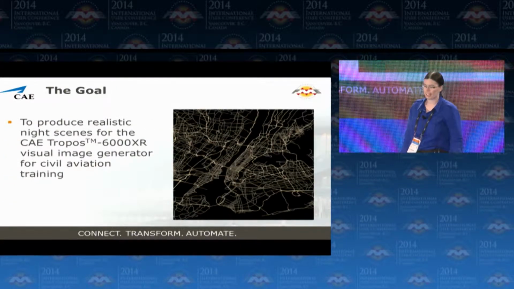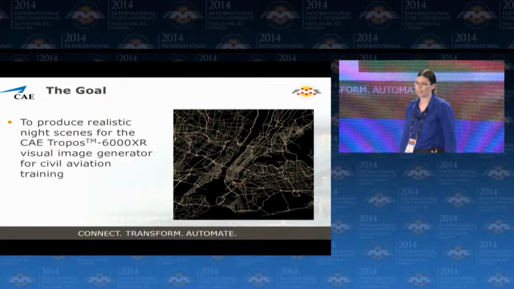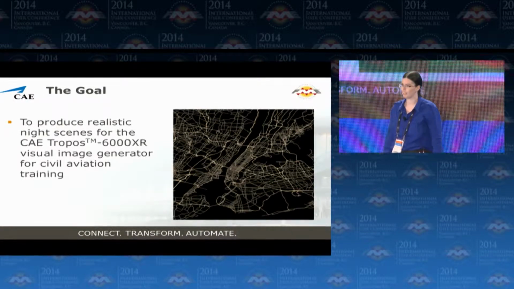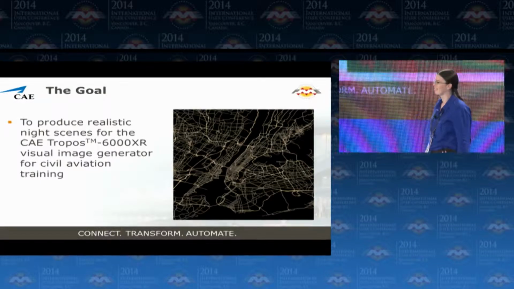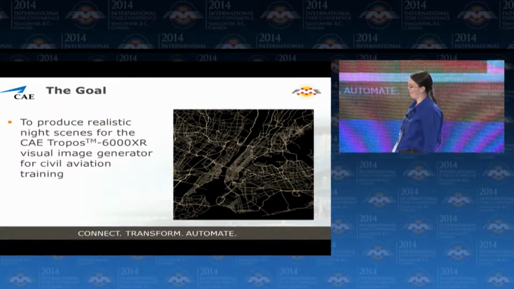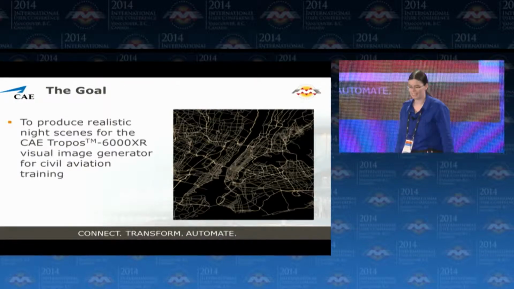The goal of what I'm going to talk about today is to produce realistic night scene images for our next generation of civil aviation images. Does anyone recognize the image on the screen? Anybody? It is Manhattan. It is New York. You can see Central Park. You can see the Hudson River.